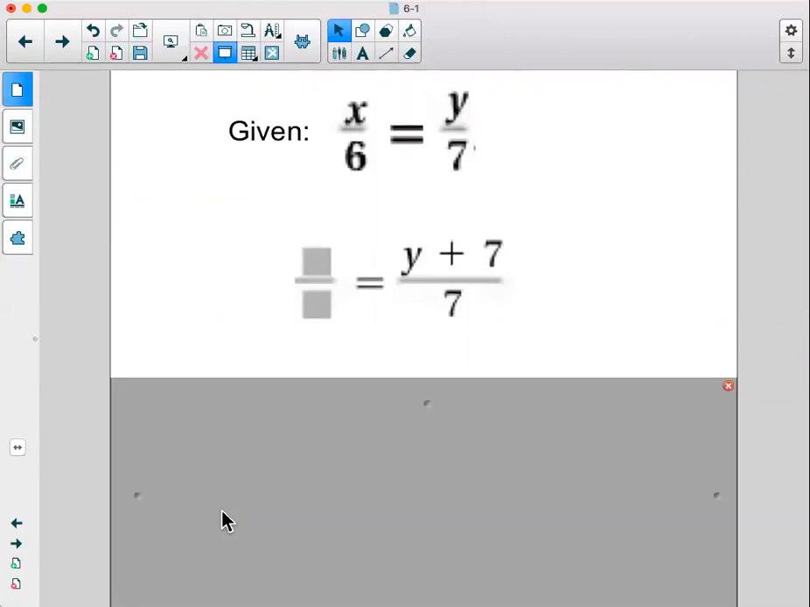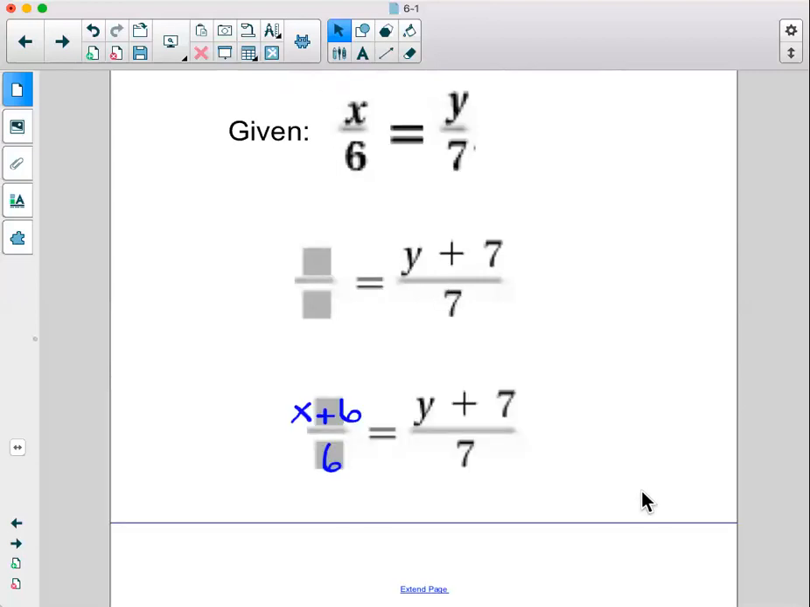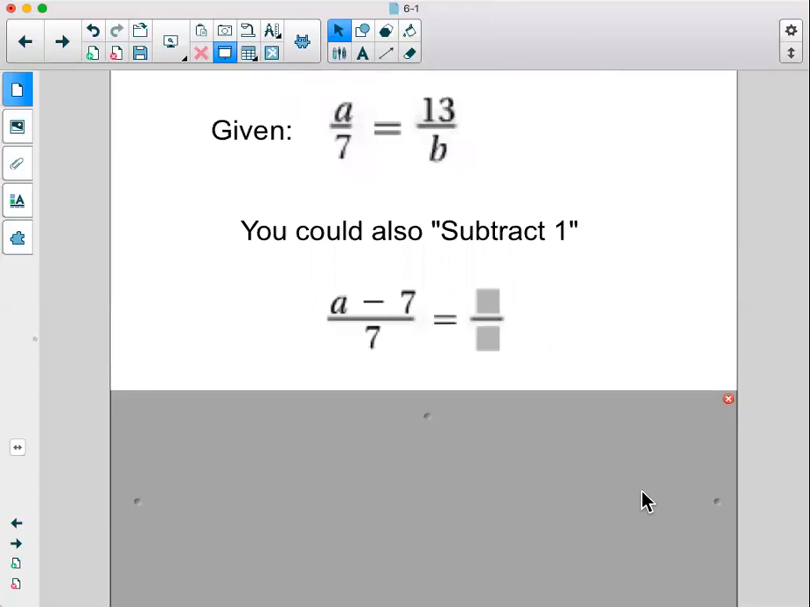Pause and answer this question, and then press play. You can see all I did was add 1 over here, so I'd have to add 6 over 6 over here, and I'd get x plus 6 over 6. You can also subtract 1. You can see that in order to get from here to here, I subtracted 7 over 7. So pause and answer this one. I would have to subtract b over b.